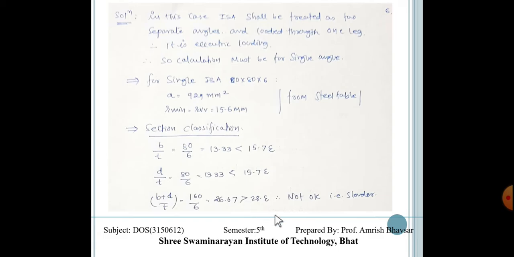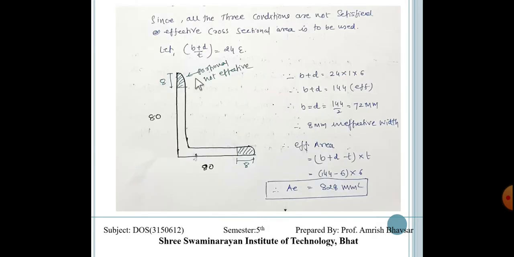So, our section is slender. We are not allowing the slender section as a compression member. It will be buckled. So, now we have to revise this value and satisfy this condition. It must be less than 25 epsilon. Since all three conditions are not satisfied, the effective cross-sectional area is to be used as reduced.